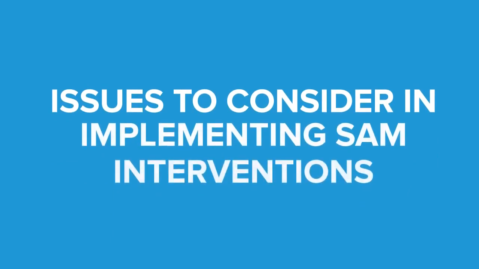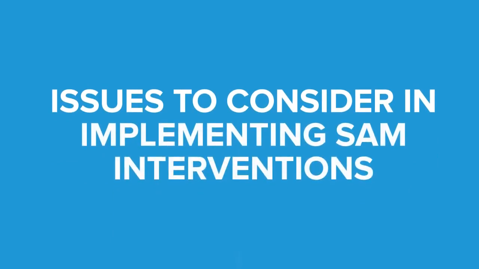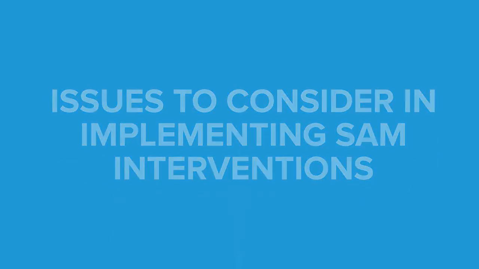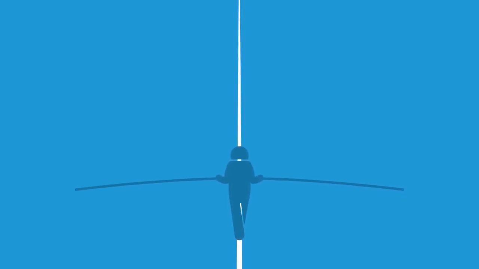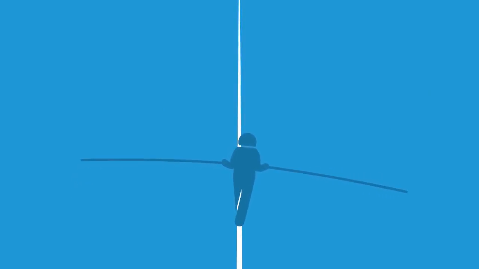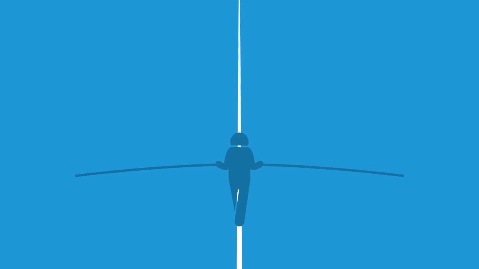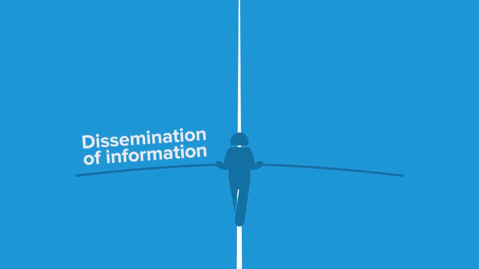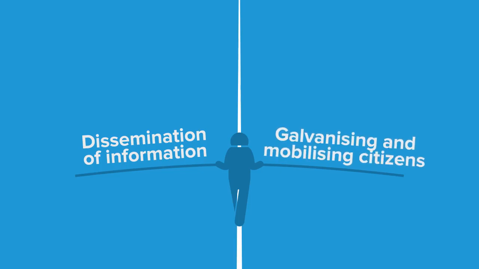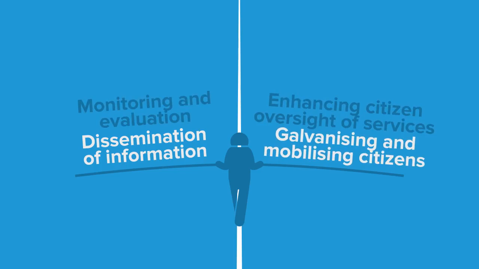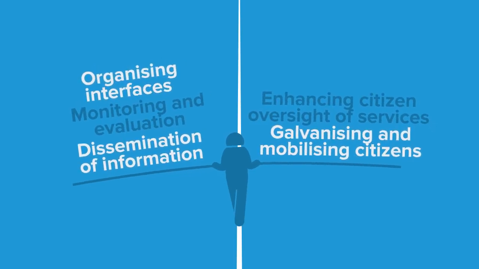Issues to consider in social accountability implementation. Successful social accountability interventions require a delicate balance amongst the following tasks: dissemination of accurate, verified, and relevant information, galvanizing and mobilizing citizens, monitoring and evaluation, enhancing citizen oversight of services, and organizing interfaces between citizens and solution holders.